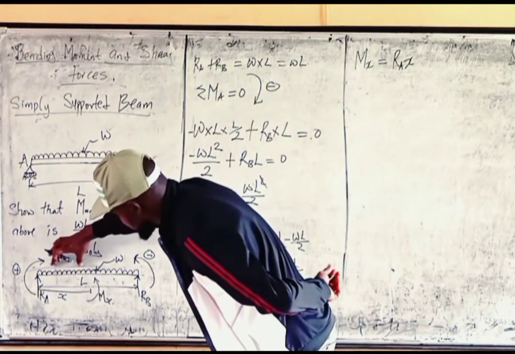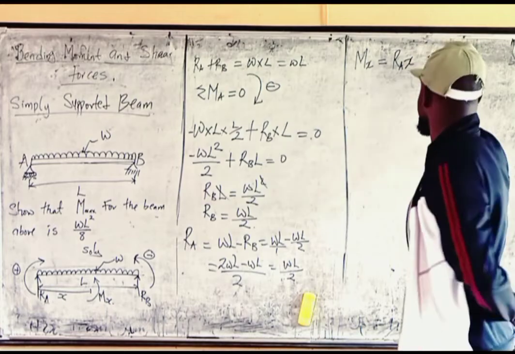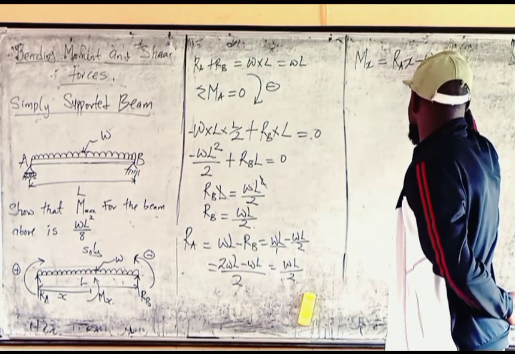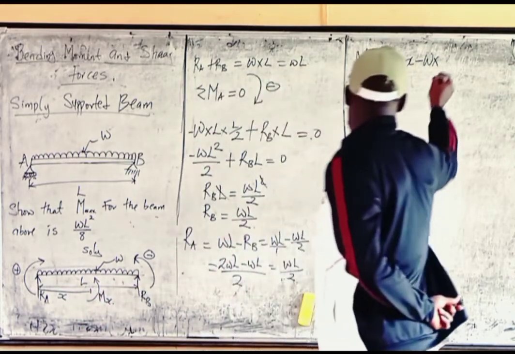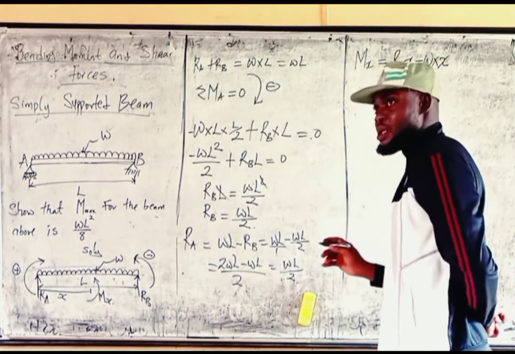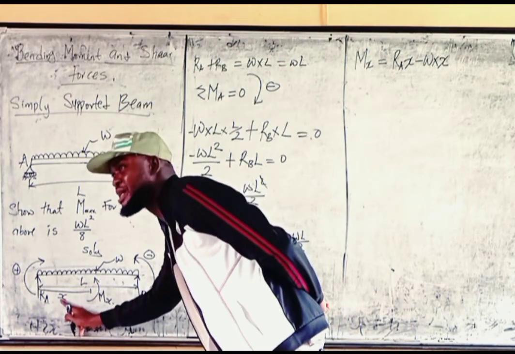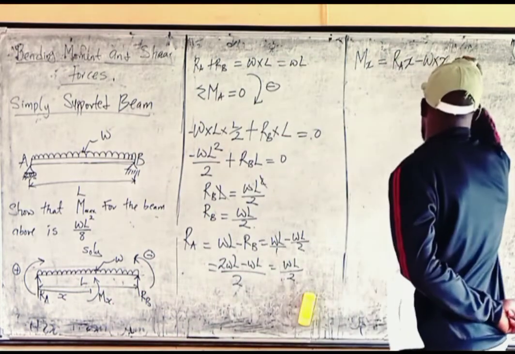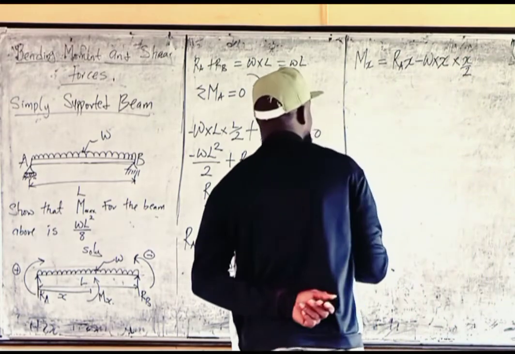Then remember this load is coming down. Coming down will be minus W times the distance between this point and the point you are taking, that is x. Then the force will be acting at the center of this x. What is the center of x? That is x over 2. Times x over 2. That's what we're going to have.